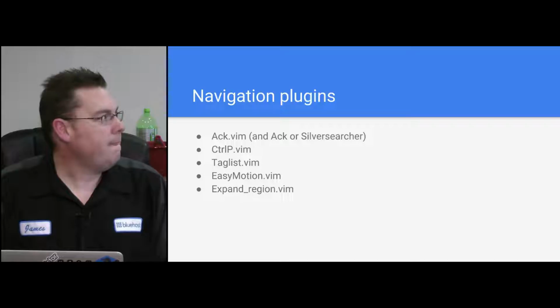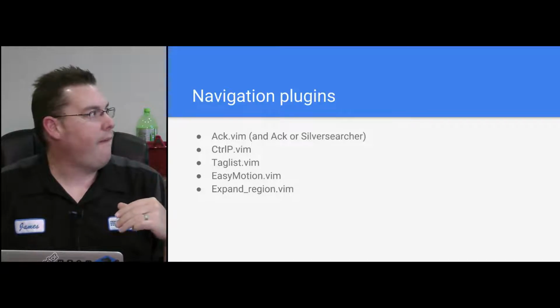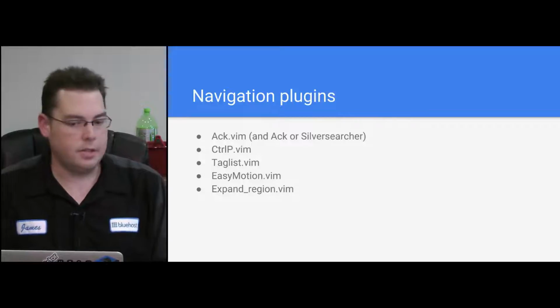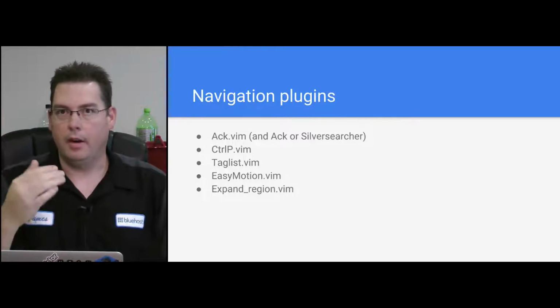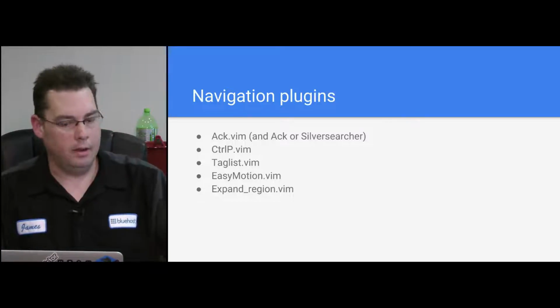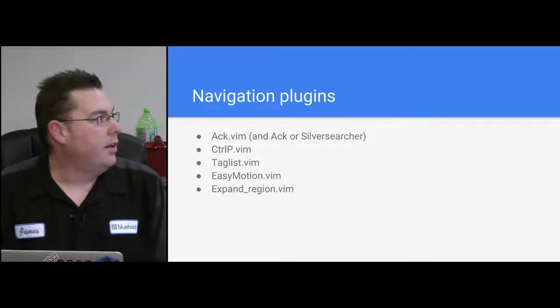So you can just start typing really quickly, and you can find files and then deal with them. Tag list is a way to, once you have a file open, get a list of classes or modules or methods that are in that class. Go to it, and then quickly jump to it.